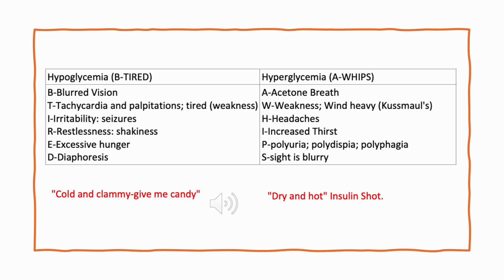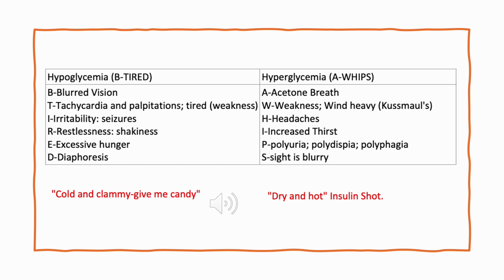So hypoglycemia is easily remembered by the mnemonic BE TIRED. These are the signs and symptoms you're going to see in your client. B stands for blurred vision. So when the blood sugar goes low, patients might complain of blurred vision.